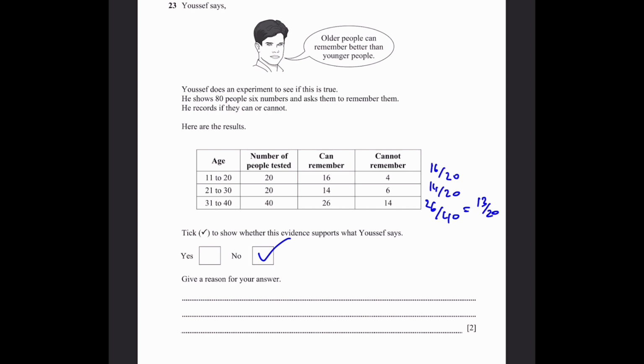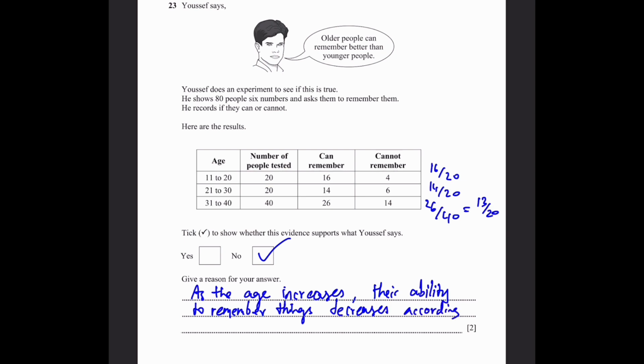It's no. The reason is, as the age increases, the ability to remember things decreases according to the data. So the data is basically the table which Yusuf has made.